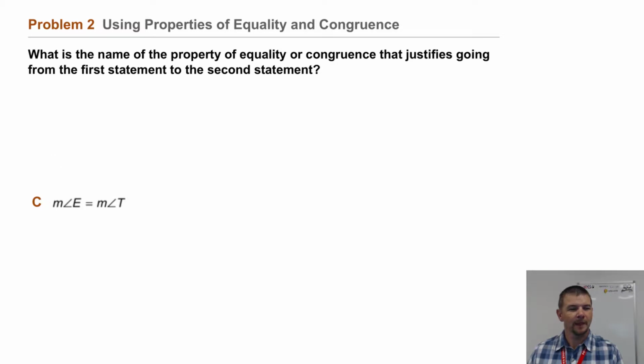And part C, the measure of angle E equals the measure of angle T. That leads to the measure of angle T equals the measure of angle E. The measures of the angles have just traded sides in the equation, and that's an example of the symmetric property of equality.